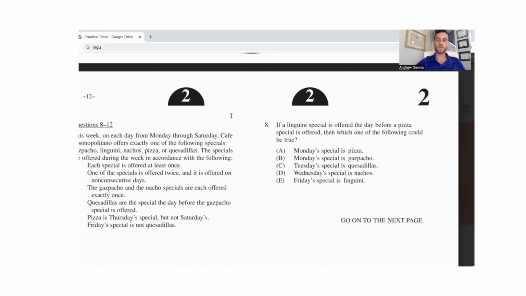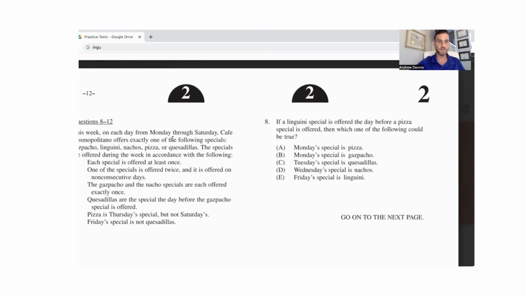So there are 3 steps to making a diagram: the variables, the map, and the rules. So we'll start with the variables. This week, on each day from Monday through Saturday, Cafe Cosmopolitano offers exactly one of the following specials. Sorry for butchering that word. Cafe C offers exactly one of the following specials: gazpacho, linguine, nachos, pizza, or quesadillas.